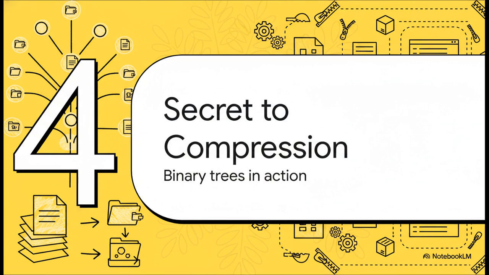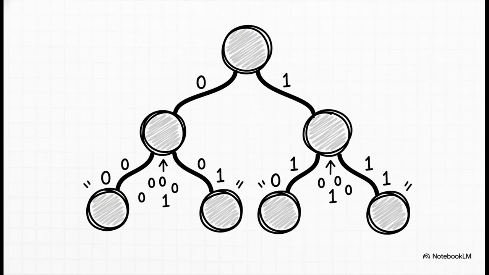Trees aren't just for organizing files you can see, they're also the secret weapon behind making those files smaller through compression. So there's this really clever algorithm called Huffman coding, and it uses a specific type of tree called a binary tree. Now, in a binary tree, each node can have at most two children, one on the left and one on the right. This two-option structure is, as you can probably guess, perfect for representing binary code, which is just zeros and ones.